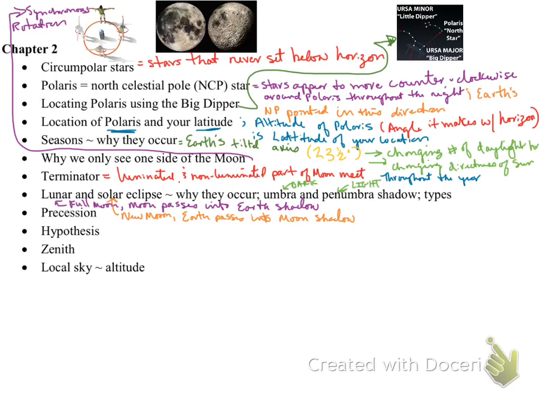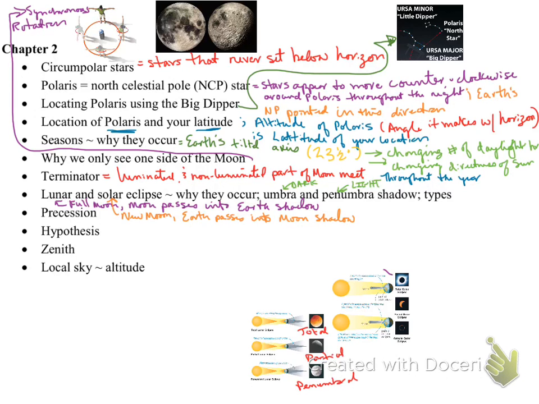When a lunar eclipse occurs, that's when the moon is scooting through the Earth's shadow, particularly, hopefully, the umbral part of the Earth's shadow. And a solar eclipse is when the moon is casting a shadow on the Earth, blocking out the sun. So we have an assortment of types.